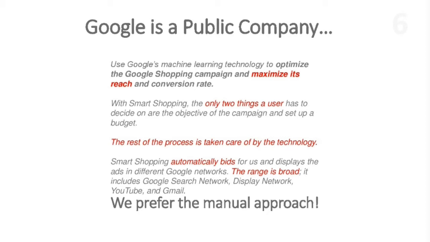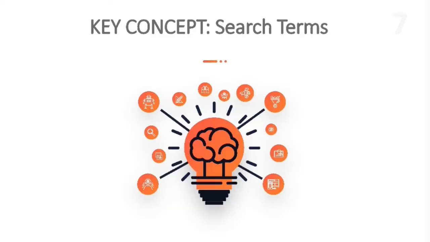I'm just going to show you a few things on the screen now that will hopefully help you out. One of the key concepts is to understand the search terms that people are using. When you set up a Google Shopping campaign, the bot will automatically select a number of terms for you that it thinks are relevant.